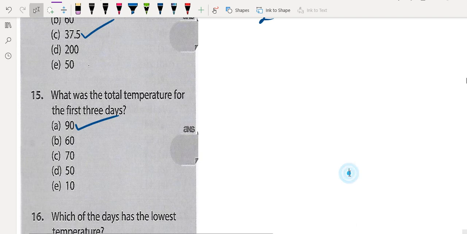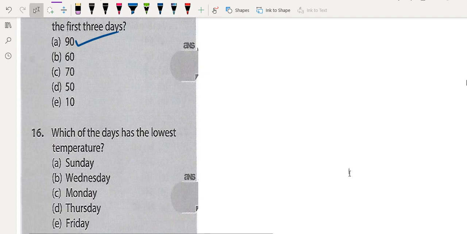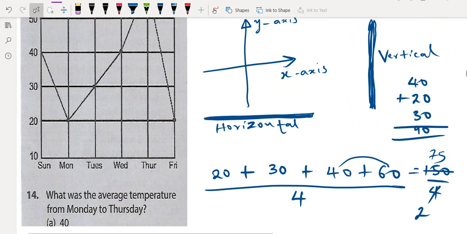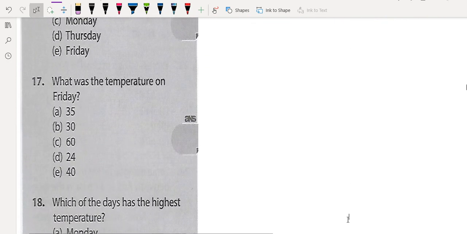Number 16. We are looking for the lowest temperature. Now, this question, because of how the graph was drawn, it wasn't drawn too well, because we can see the lowest temperatures on Monday and Friday having 20 as their temperature, right? Yes. Okay. So those days are the days with the lowest temperature.